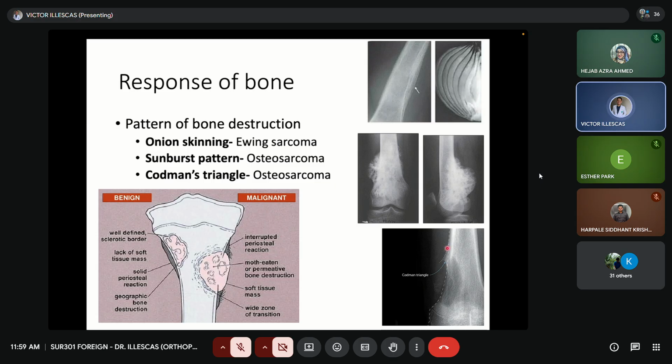How do you think Codman's triangle happened? It is because of the periosteal reaction. So the bone is trying to contain the tumor, but because of the aggressiveness of the tumor, it has disrupted through that periosteal reaction. This one, that is the Codman's triangle actually. It's the periosteal reaction of the bone trying to contain the tumor, but the tumor is too aggressive.